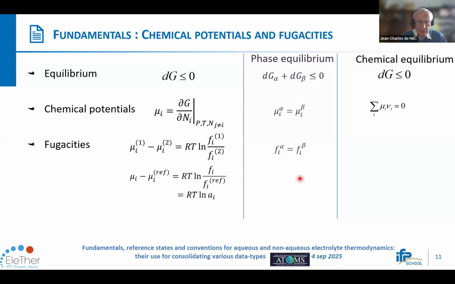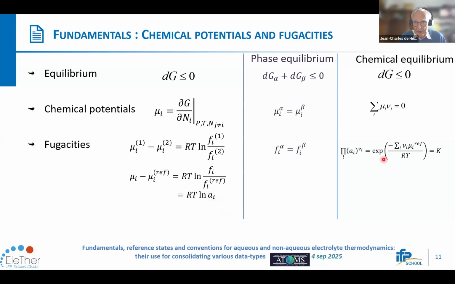Before going to chemical equilibrium, I need to write this equation in a slightly different way. The chemical potential of the system that we are interested in is based on the reference chemical potential, plus RT log of the ratio of the fugacities, and this ratio of fugacities is often written as an activity. This is the definition of the activity, and I will point out what it means in future slides, because this is often overlooked and it is very important to know what we're talking about.